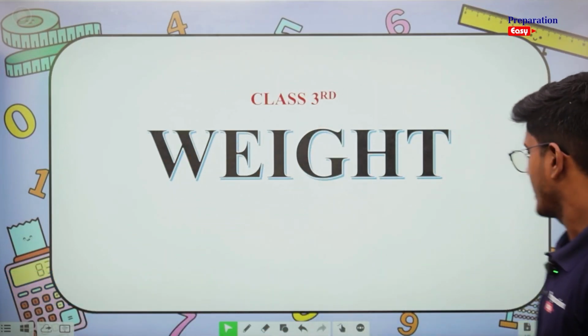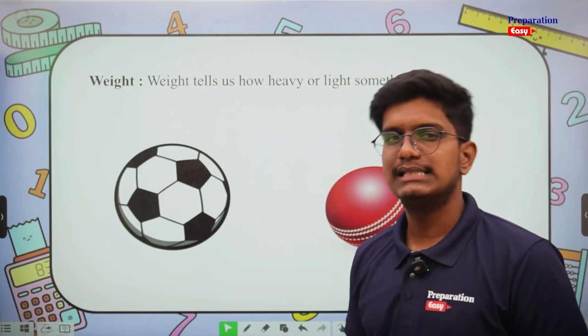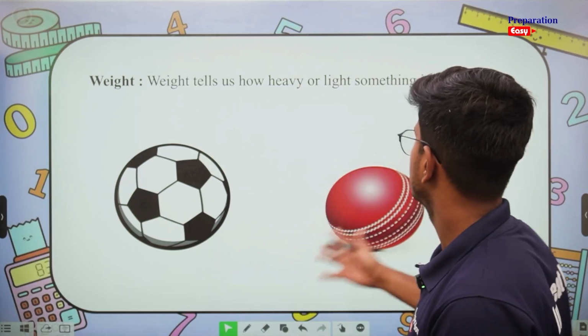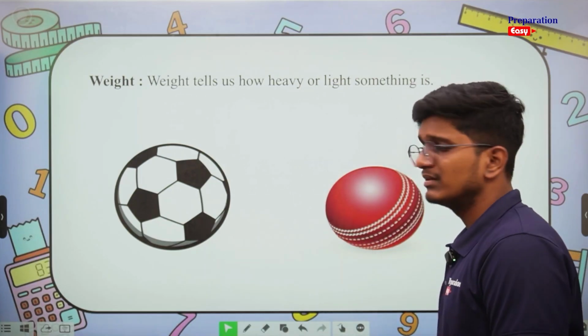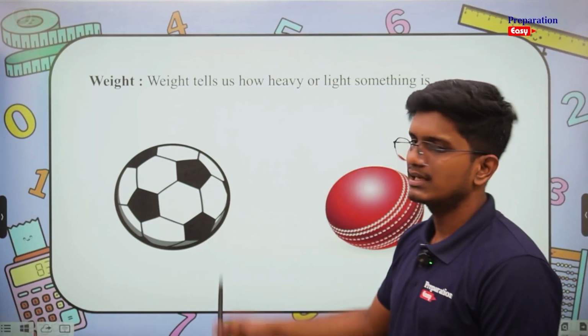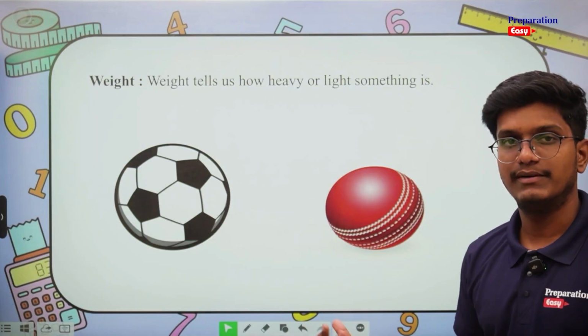In previous years we have already learned about weight. Weight is something that tells us how heavy or light something is. Here is one example: this is a football and this is a cricket ball. Usually footballs are lighter than cricket balls, and cricket balls are much heavier.